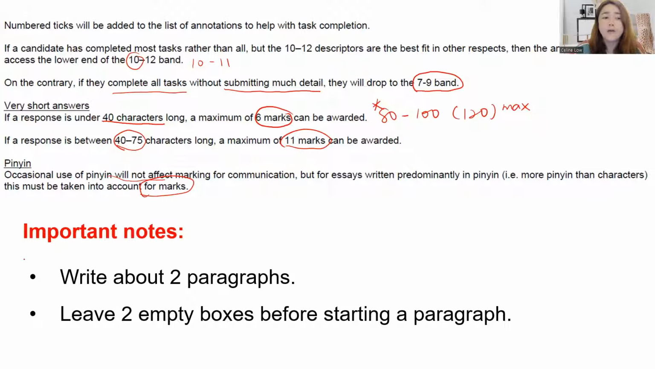Okay, so some important notes here that I always remind you. First, I will advise you to write about 2 paragraphs, 2段, yeah, 1 to 2 paragraphs. Then, this is also very important. You need to leave 2 empty boxes before starting a paragraph. So many of you actually forgot to do that. It's actually the same for writing an essay in English. You have to leave some space, right? But for Chinese, we have boxes.